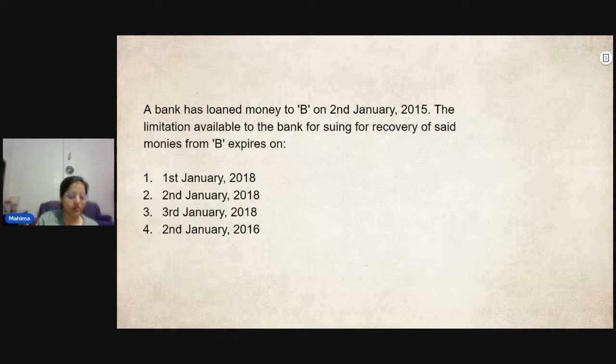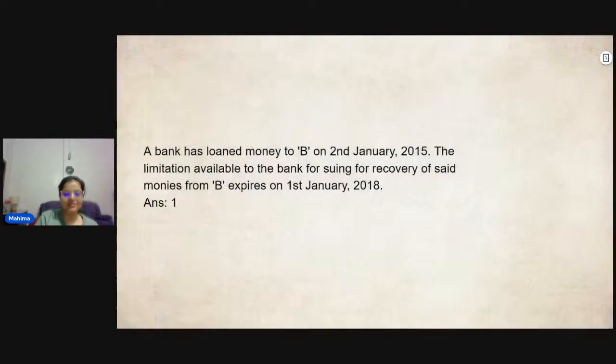Pritika is saying option number 3. Divya is saying option number 3. Shubham is also saying option C.